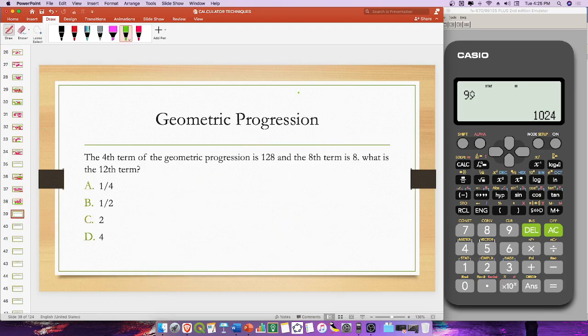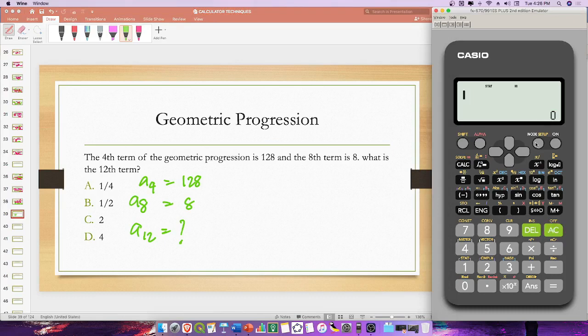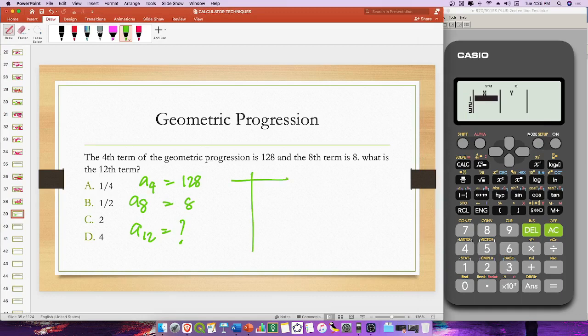Next problem. I have here the fourth term of the geometric progression is 128. So the fourth term is equal to 128, and the eighth term is equal to 8. What is the 12th term? The 12th term is unknown. You can use a manual method, or you may use your calculator method. Let's go to mode stat, and then press 6. That is your exponential regression. So how do we do this? This is your x and y. This is not the first term and second term, this is the fourth term and eighth term.